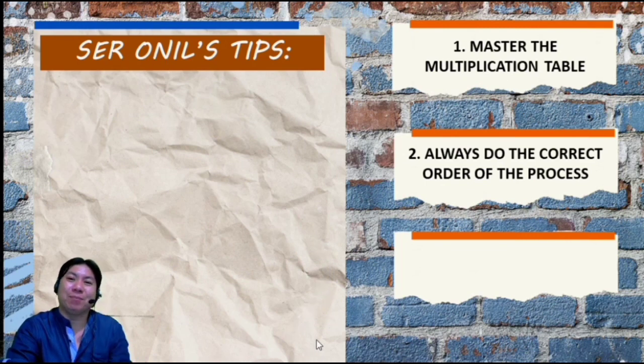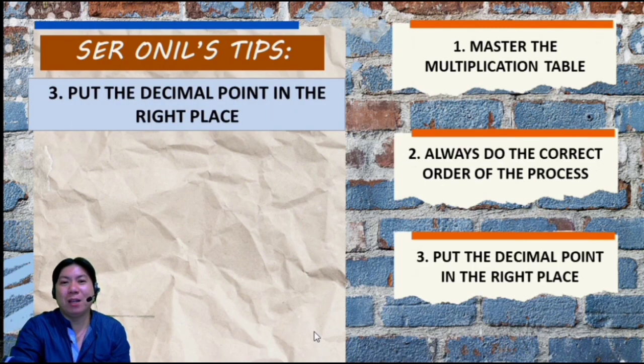Tip number 3, put the decimal point in the right place. Yes, numbers are very important in your answers, but decimal point is as important as those numbers. Why? Because it's a big part of your answer. You may have the correct numbers in your quotient, but if you put the decimal point in the wrong place, your answers will be considered incorrect. That is why we need to check if our decimal point is in the correct place.